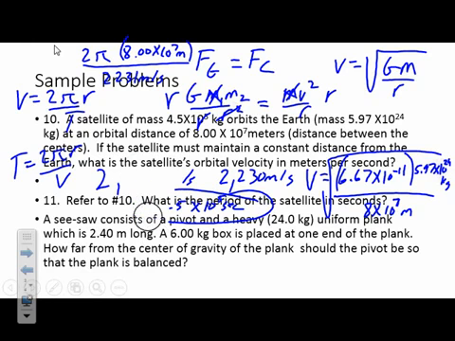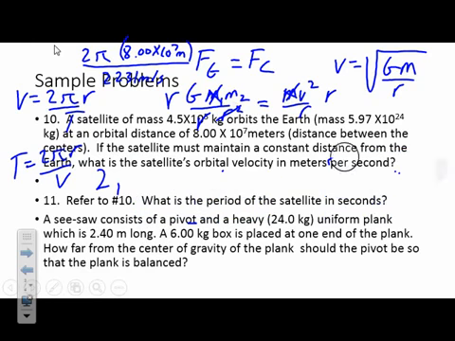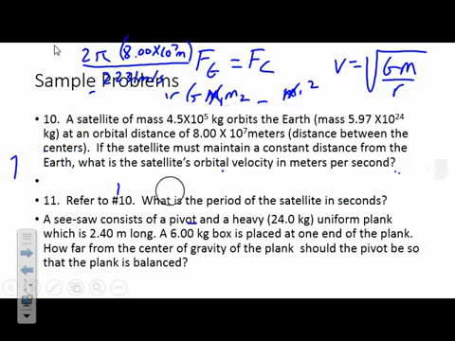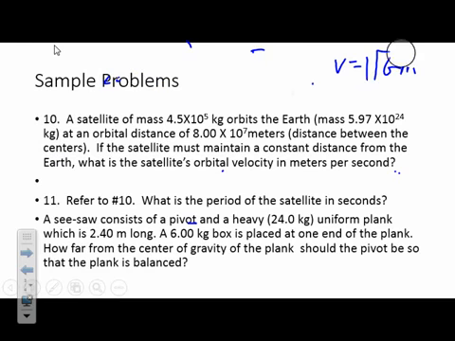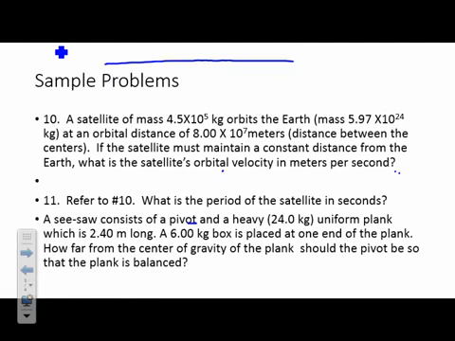One more on this slide, a seesaw problem. All right, so this one says we have a seesaw. On one end, we hang a 6-kilogram box. The seesaw is made out of a 2.4 meter long board. That's from end to end. It's a uniform board, and it has a mass of 24 kilograms.